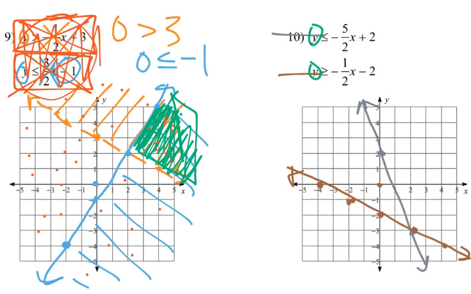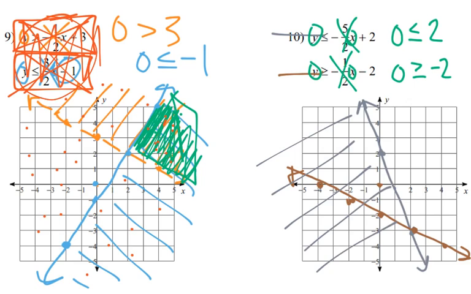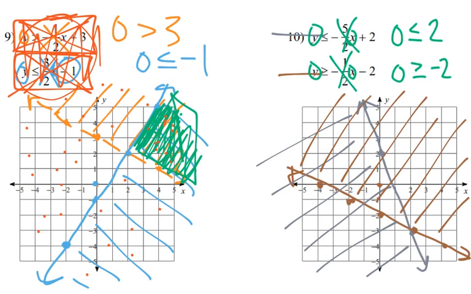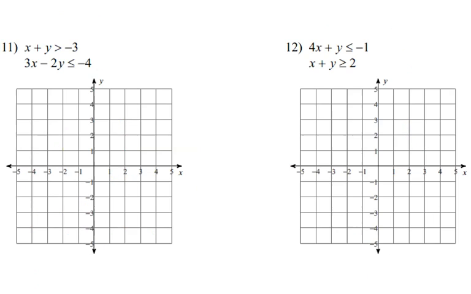So 0 for y's, 0 for x's, those eliminate. So I get is 0 less than or equal to 2, and is 0 greater than or equal to negative 2. Yes, it is less than 2, so the gray we shade towards the 0. Yes, it is also greater than negative 2, so for the brown we shade above the 0. Where do they both overlap? Right in that slice right there. That's our answer.